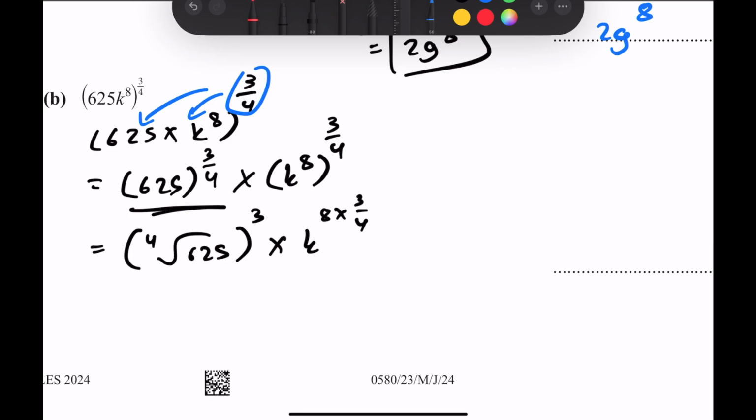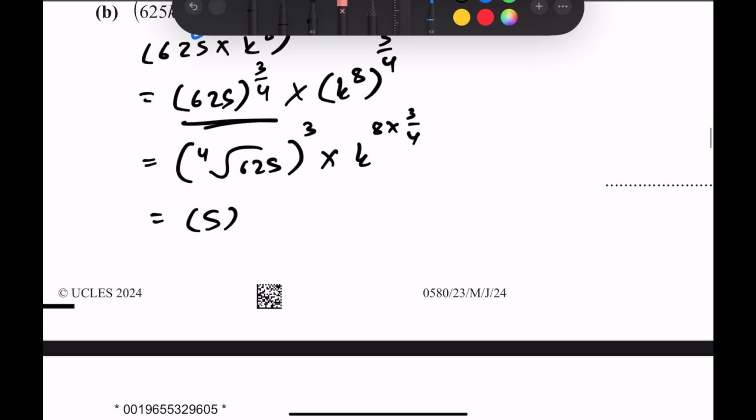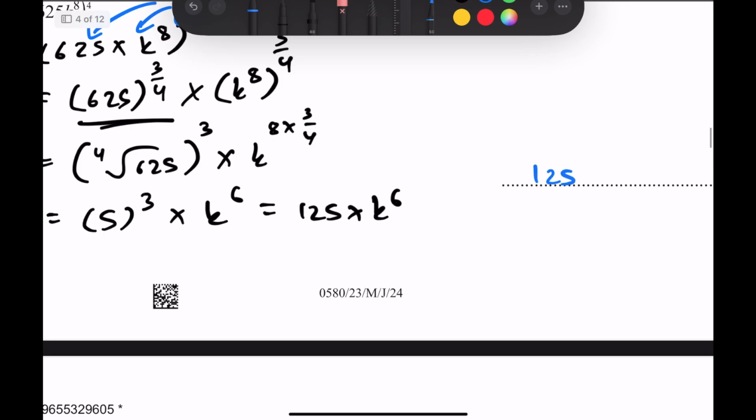So on the left hand side, the root fourth of 625 is equal to 5, and this to the power of 3, times k to the power of 8 times 3 by 4, which is equal to 6. So 5 cubed is 125 and k to the power of 6 is k to the power of 6. Therefore your final answer is 125 times k to the power of 6.